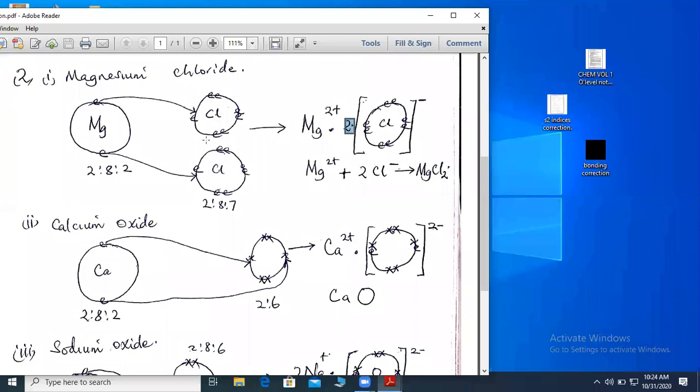So it will now have 8 in the outermost shell. So that's why these ones are now what? 8. And when they are 8, we shall put a negative charge to show that this atom of chlorine, which originally had 7, gained an electron, which is negatively charged. So when an electron is gained, it comes with a negative charge. That's why there is always a negative charge on the top right corner. Note, we put the negative charge on the top right corner.